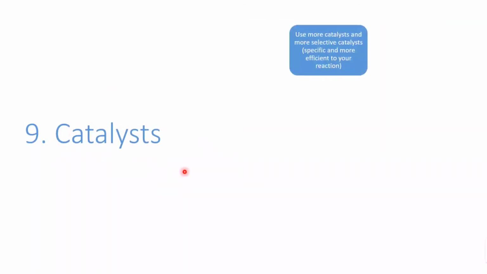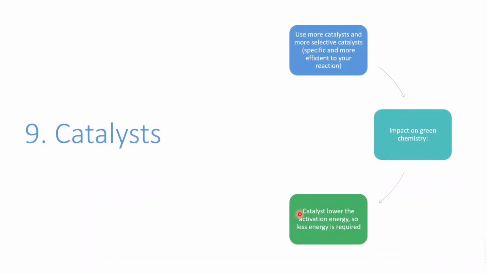Number 9 is catalysts. So if we use more catalysts and more selective catalysts. So selective catalyst means that it's specific and more effective to your reaction. So what is the impact on green chemistry when we use catalysts? So catalysts lower the activation energy by providing a different reaction pathway. So this means that less energy is required to initiate this reaction because the activation energy is lower.